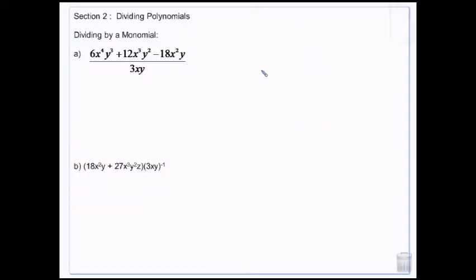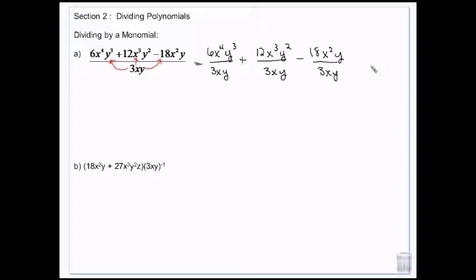Either way, you get the same answer. When you're dividing a polynomial by a monomial, you divide each one separately. So this is essentially the same thing as saying 6x to the fourth y to the third divided by 3xy plus 12x to the third y squared divided by 3xy minus 18x squared y divided by 3xy. Now, do you have to write out this step? No. You can, though, if it helps. But this is what you're doing. You're dividing each part of the numerator by the denominator.